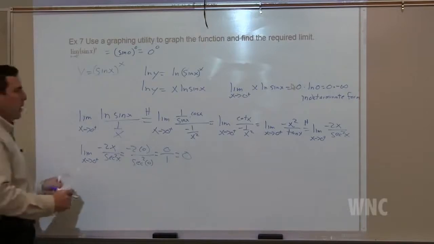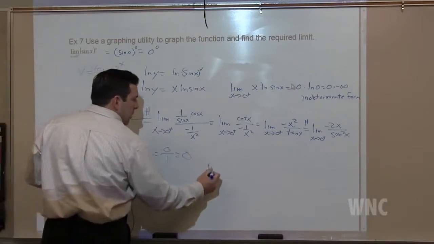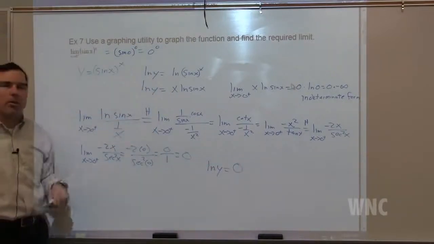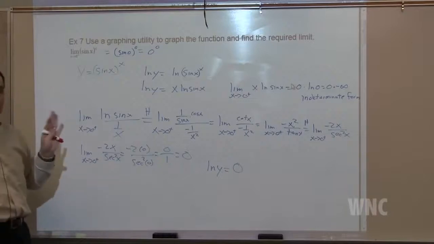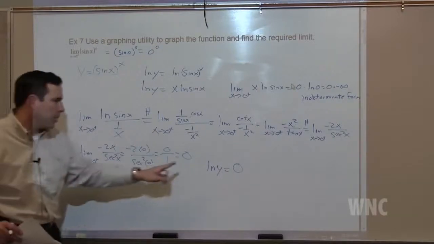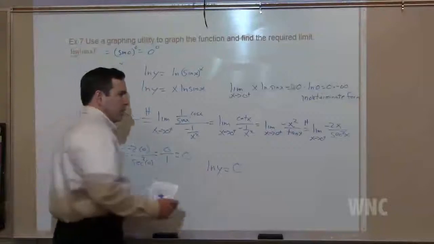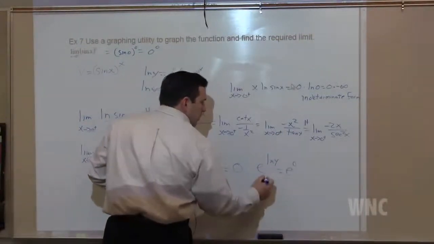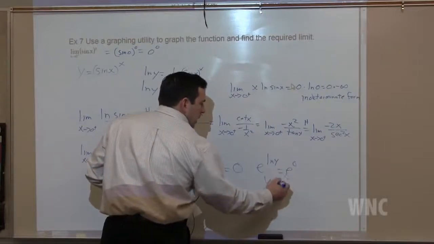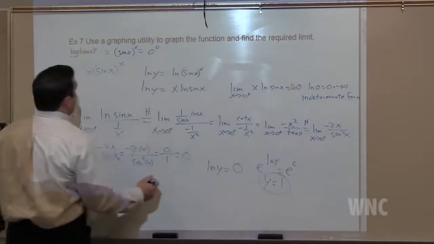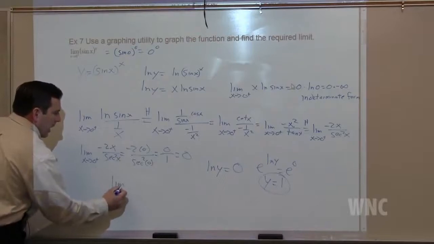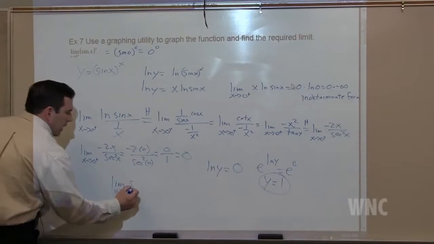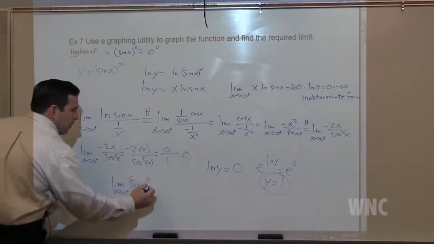Not finished though. That is saying natural log of y equals 0. So those of you who thought, yeah, 0 to the 0 is 0, watch this. That's a case-by-case situation. In this case, watch what happens. Natural log of y is 0. e to the natural log of y is e to the 0. So y equals e to the 0, which is 1. Therefore, the limit as x approaches 0 from the right side of sine of x to the x power is 1.